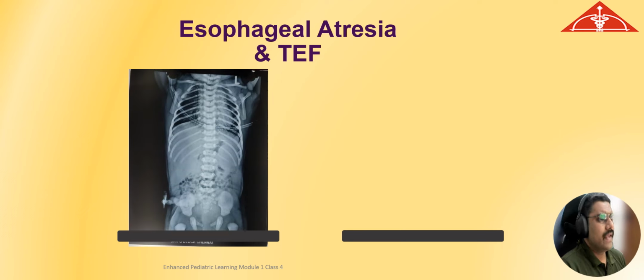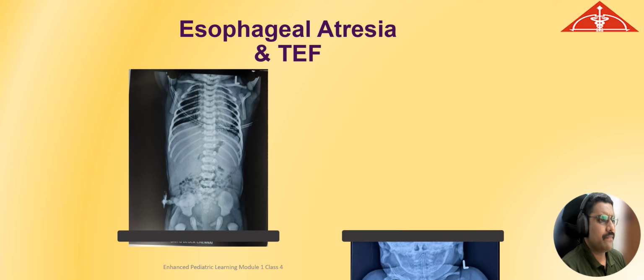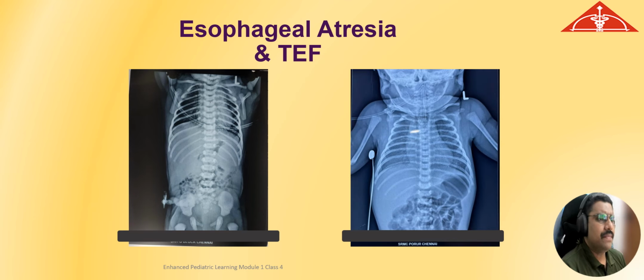In this index case, you can see the coiling of the OG tube in the upper part of the thorax and minimal to absent gas shadow. Antenatally, this baby had polyhydramnios and absent stomach bubble gas. So this could probably be a Gross type A or a Gross type B. This is the classical type C, in which there is gas present and coiling could be demonstrated on the upper thorax X-ray.